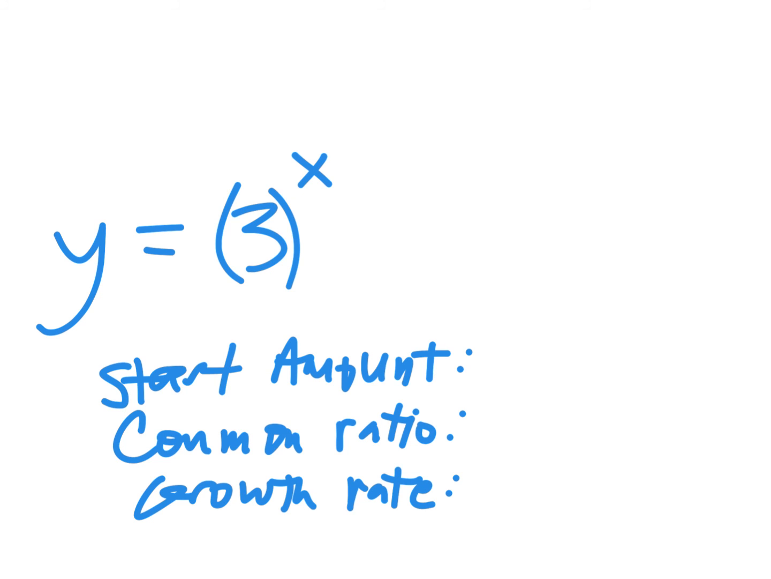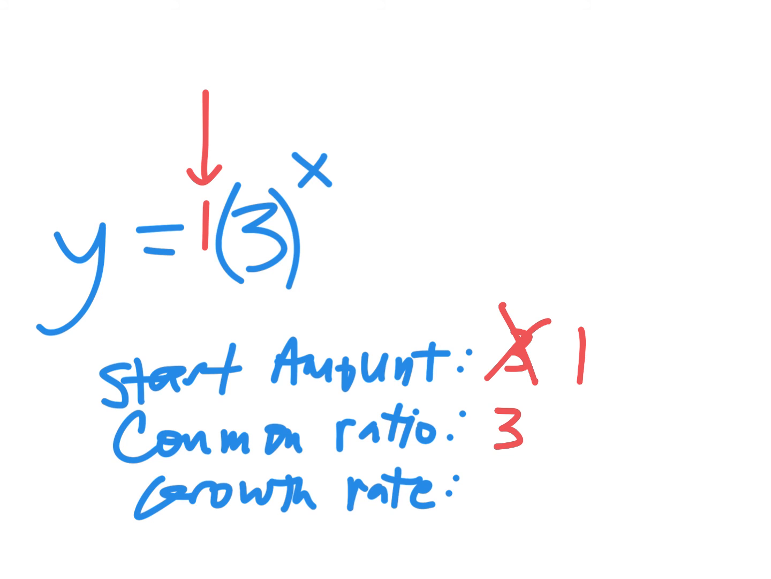You know the common wrong answer for start amount? 3. It's not starting at 3. It's whatever's in front here, so it's 1. Who knew it was 1? Raise your hand if you knew it was 1. Okay, good. More better than I thought. Common ratio? 3.